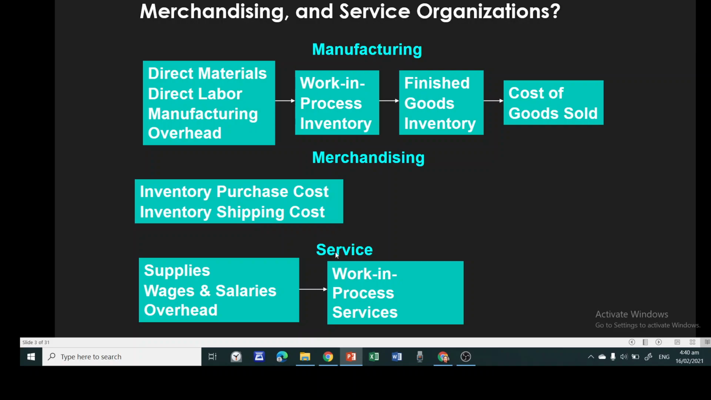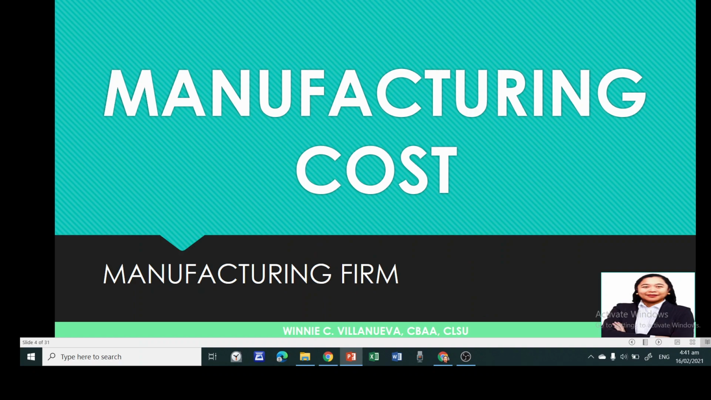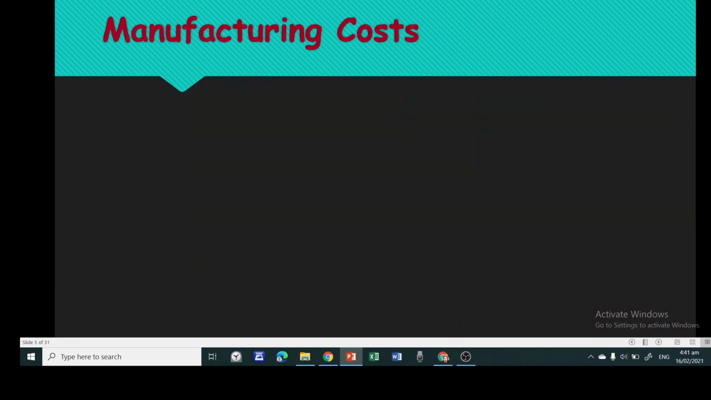Then with merchandising, you have merchandise inventory, then cost of goods sold. With your service, you have your supplies, wages, overhead, work in process, then cost of services. So that's your cost flow, where it will start and when it will be presented in the financial statement. Then, we made mention previously what comprises manufacturing costs. So we discuss each one.